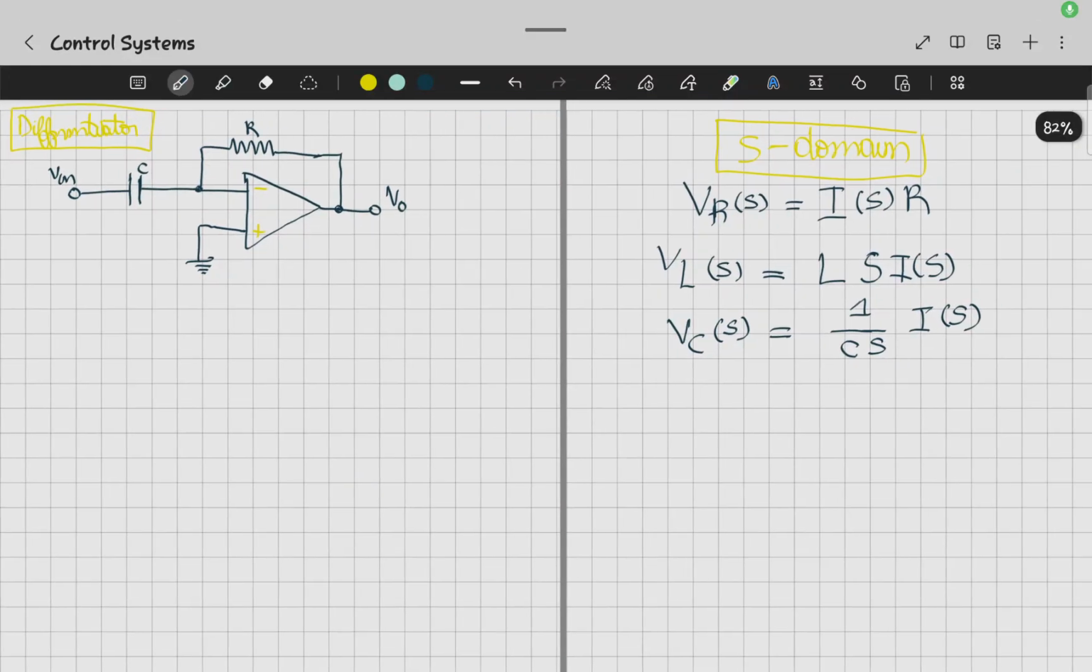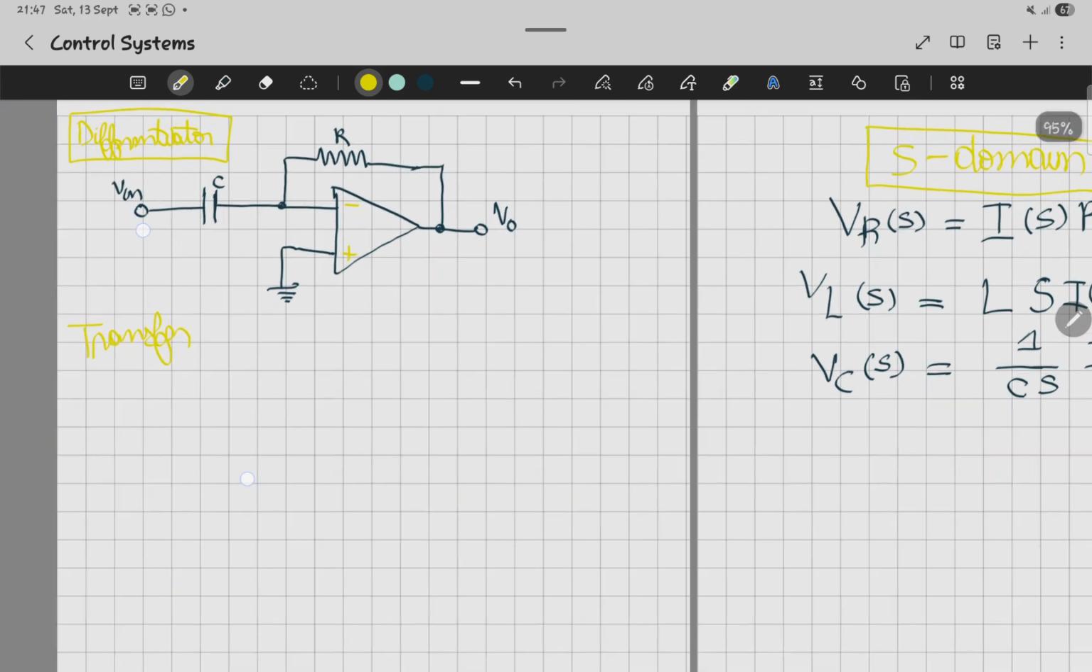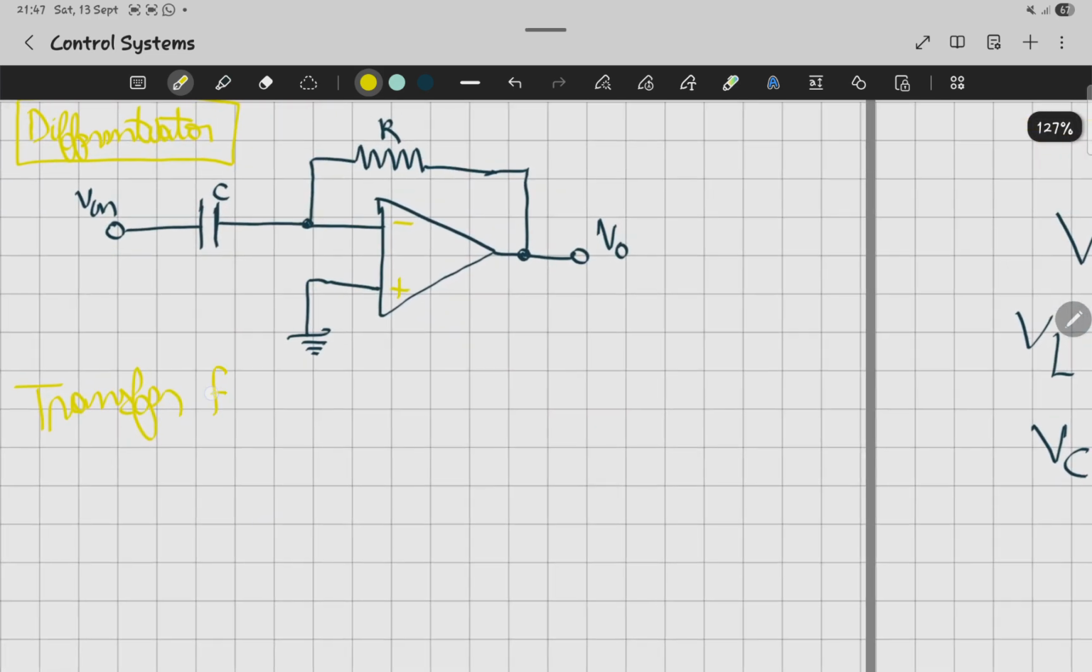Okay, so now we got another question where we need to solve for the differentiator of the operational amplifier. It's going to be just the same principle that we used before. So we need to find the transfer function. You are asked to find the transfer function.